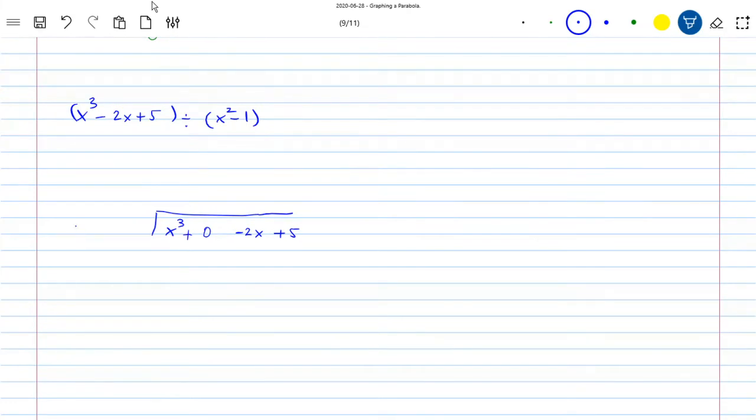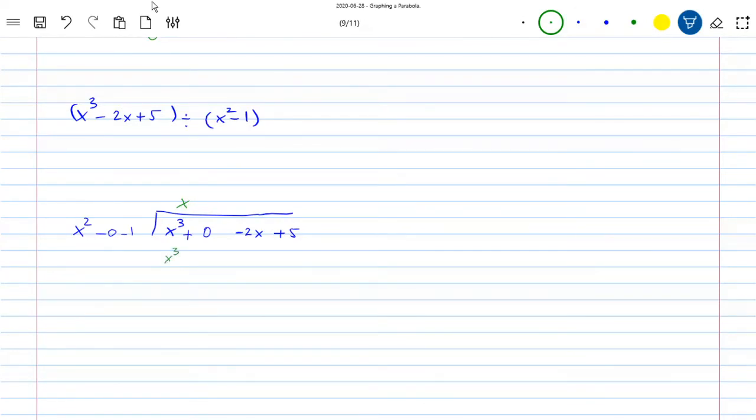And the same here. I have x squared. I do not have any x. You can write plus 0x if you want, then minus 1. By doing this, when you compare, it's easier. Okay, now if I do the long division, what do I multiply to x squared to get x cubed? I'll multiply by x. X times x squared is x cubed.